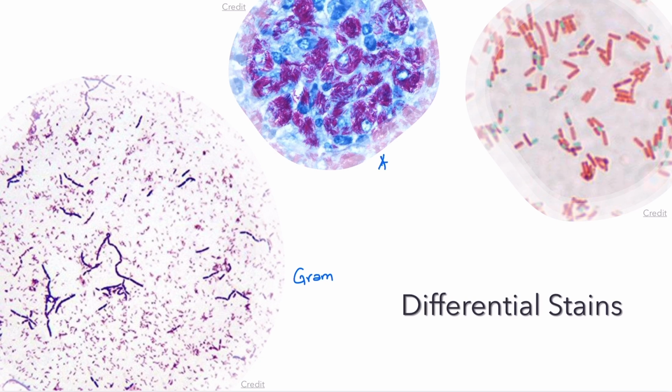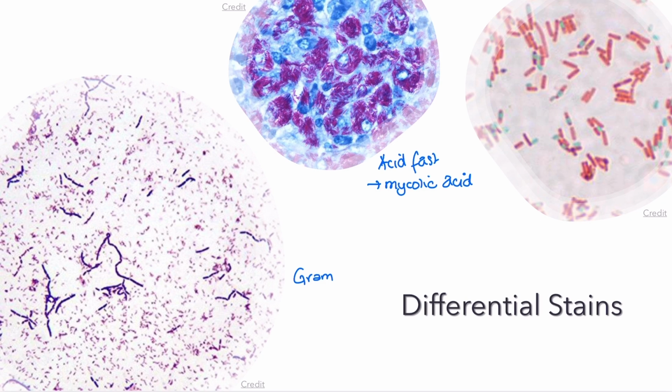Then we have an acid-fast stain, and what this is looking for is a specialized compound in the cell wall of the organism called mycolic acid. And this is used for Mycobacterium. So Mycobacterium tuberculosis, that causes tuberculosis, Mycobacterium leprae, that causes leprosy. Pink ones here are the Mycobacterium. The blue ones are the negative organisms or the negative cells.